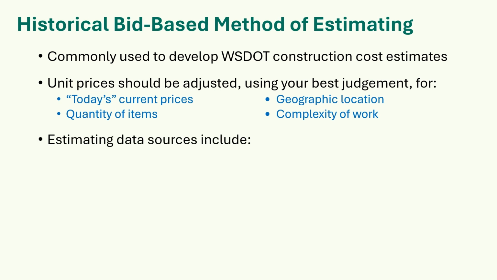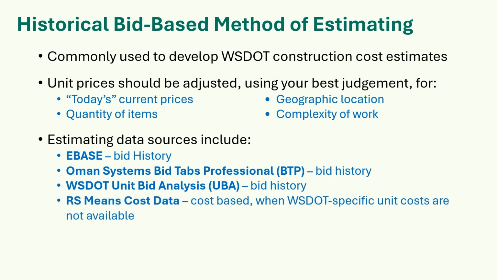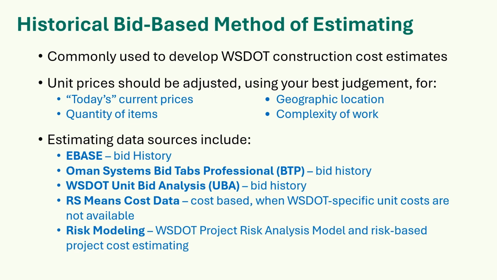Estimating data sources include eBase bid history. This is probably the most widely used tool, once design has advanced far enough along to identify bid items and quantities for at least those 20% of major items that make up about 80% of the construction cost. We'll go through an example using this method in a minute. Oman Systems Bid Tabs Professional Bid History. WSDOT Unit Bid Analysis Bid History. RS Means cost data, cost-based, when WSDOT specific unit costs are not available. This tool can be used for both historic bid-based and cost-based methods. Risk modeling, WSDOT project risk analysis model, and risk-based project cost estimating.